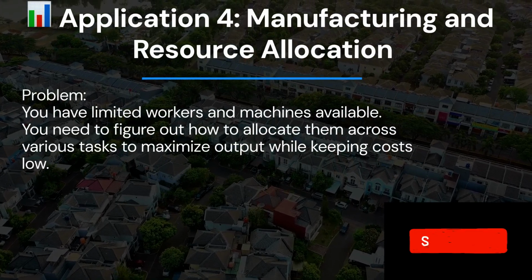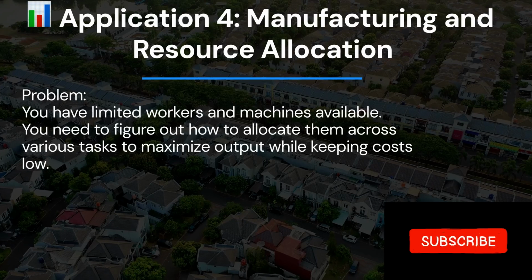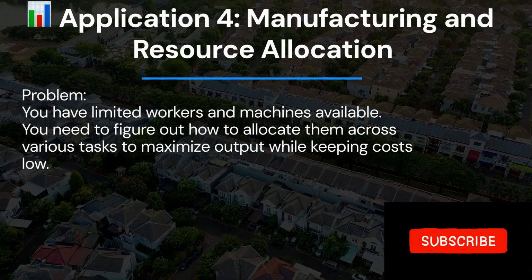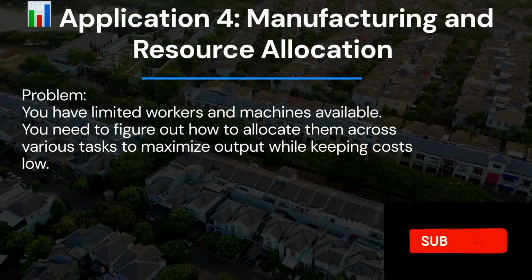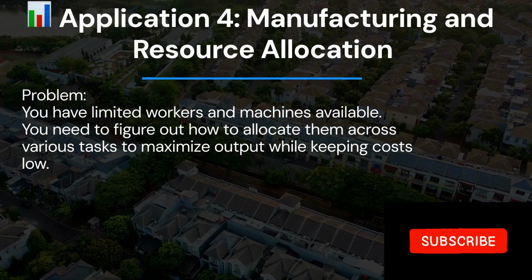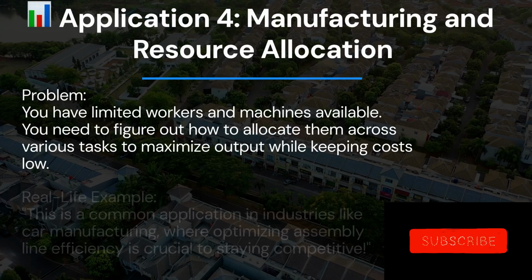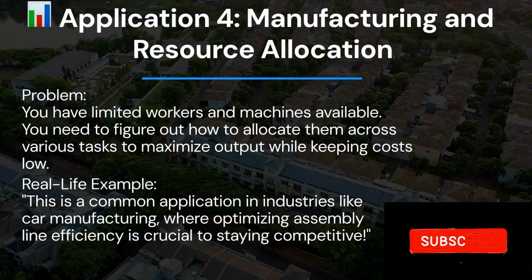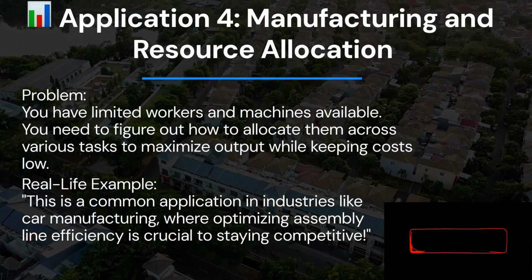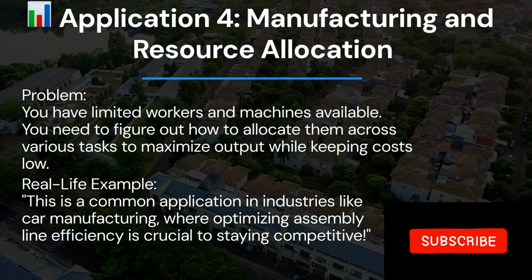Linear programming can be used to find the optimal allocation of workers and machines to tasks, minimizing downtime and maximizing production efficiency. Real-life example. This is a common application in industries like car manufacturing, where optimizing assembly line efficiency is crucial to staying competitive.